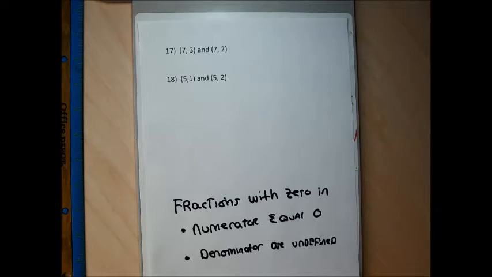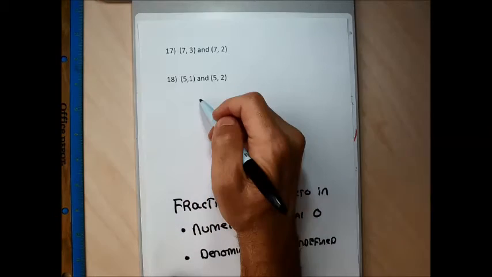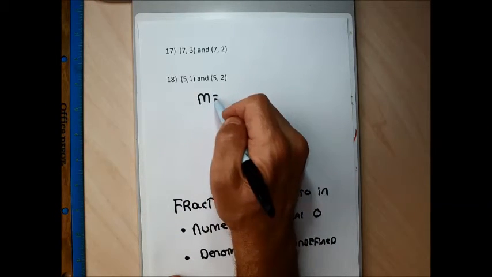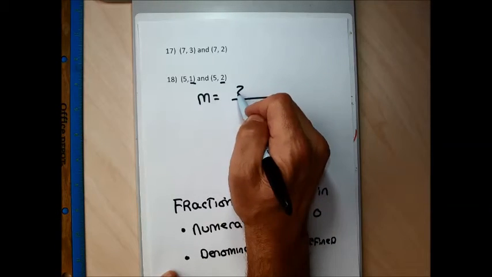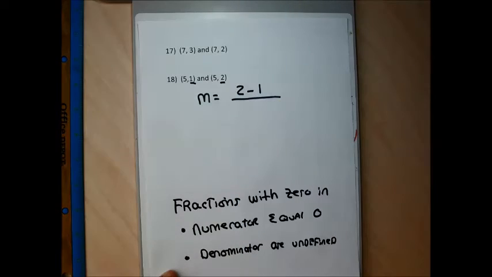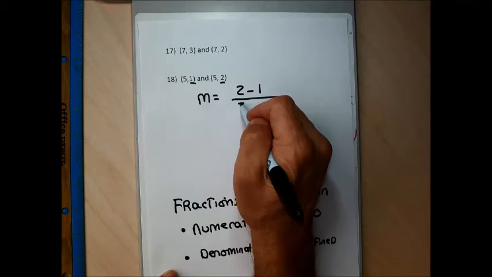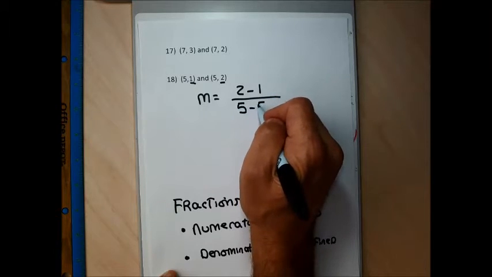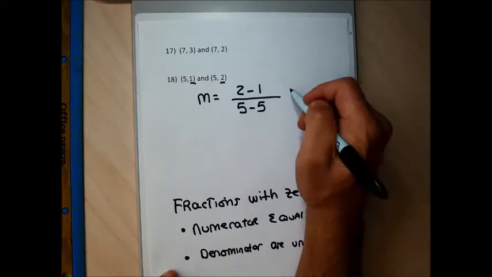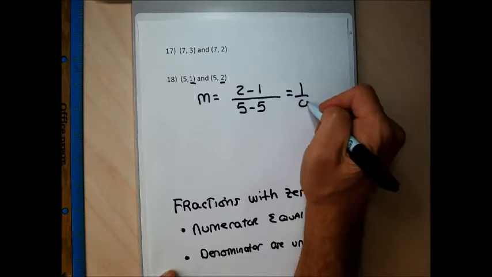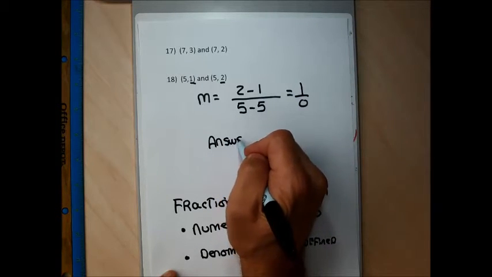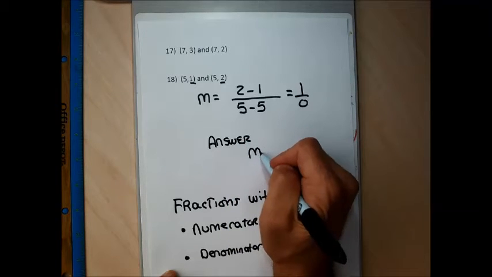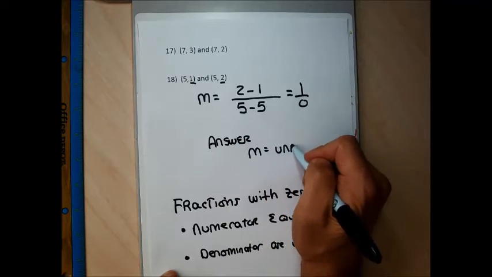So for problem 18, to find the slope of the line between the 2 points that are given, I'm going to write m equals, and I'm going to subtract the y-coordinate of the second point minus the y-coordinate of the first point, and then divide it by the x-coordinate of the second point minus the x-coordinate of the first point. That's going to be 1 over 0, and for this, the slope is going to be undefined. So the answer is going to be m equals undefined.